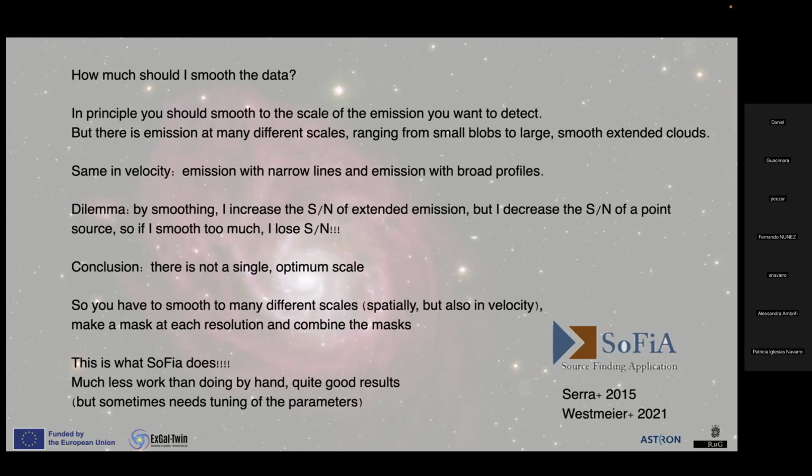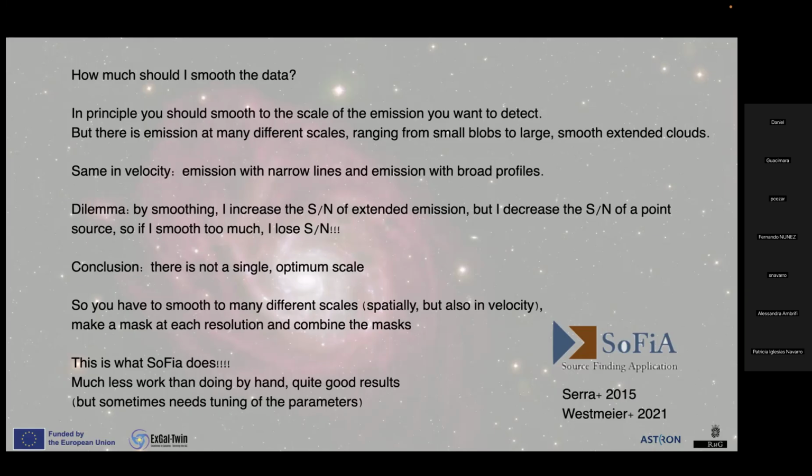The solution is very simple. You smooth to many different resolutions. For each resolution, you make a mask, you combine the masks, and that's your optimal mask. So every blob will be picked up in one of these smoothings, not only spatially, but also in velocity. And this is what SoFiA does. Thijs will explain that it is quite an elaborate process, and you need a good understanding of how it works to apply it, but this is the optimal way of making these moment maps.